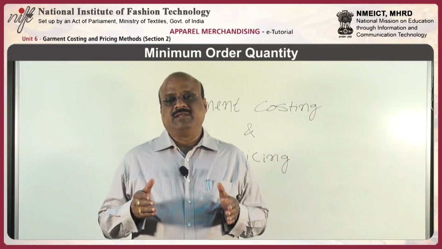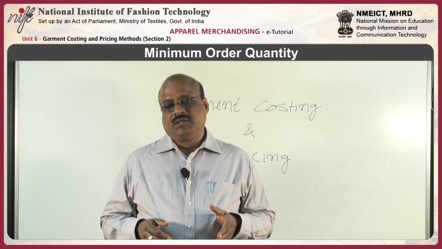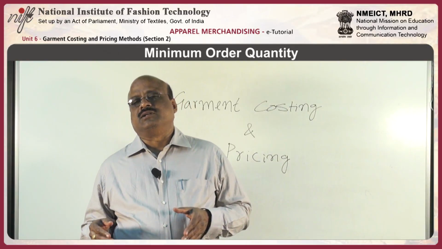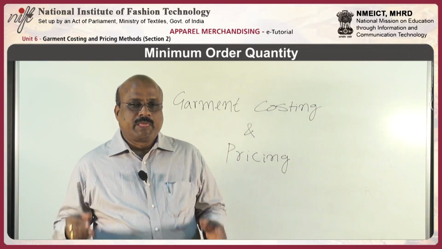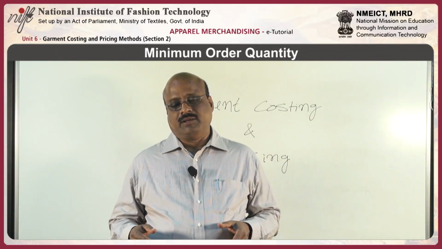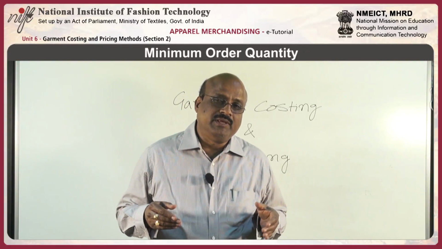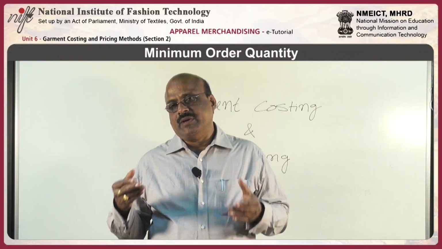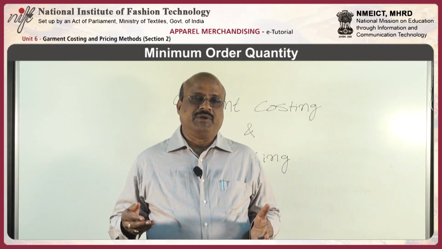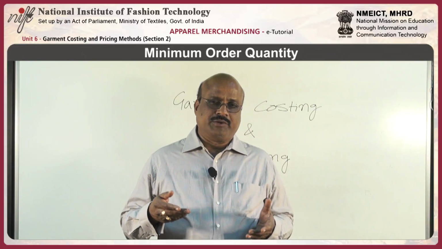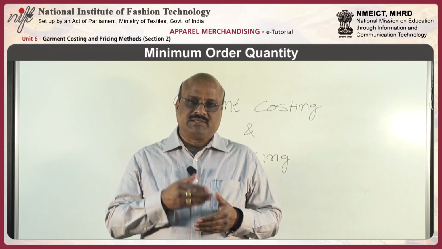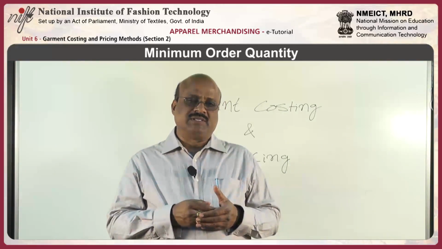If the order of fabric is below the MOQ, then the vendor charges more as compared to regular charges. The vendor may still accept the order, but the rate he charges per meter would be higher compared to a quantity above the MOQ. So the cost of the garment would increase as the raw material cost, that is the fabric cost, increases.